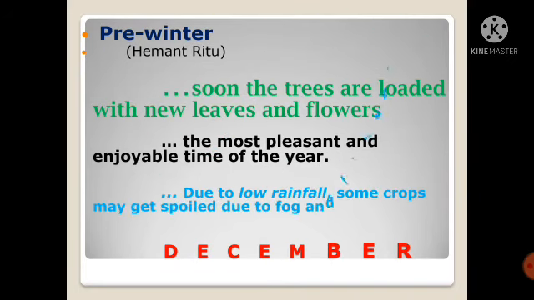due to low rainfall, some crops may get spoiled, due to fog and frost. Beta, this frost is actually that white thing which you could see on the grass. Frost bites are also dangerous to crops. So it's not very good for crops. Yeah, that's a downside of it. So we have done all the 12 months of the year. This is December, and after this, surely winter comes again. That's a cycle of seasons, right?